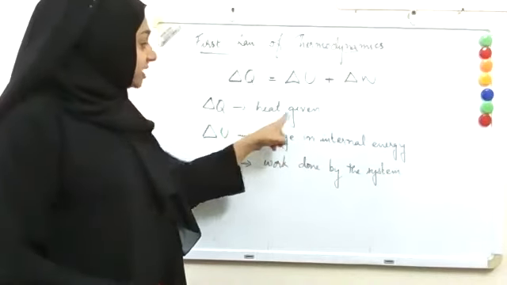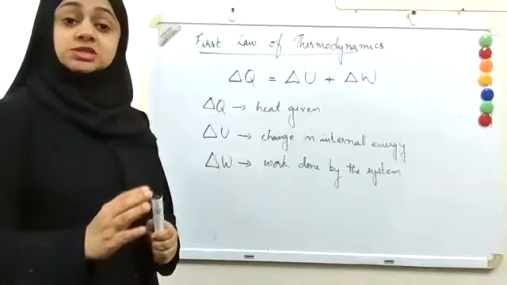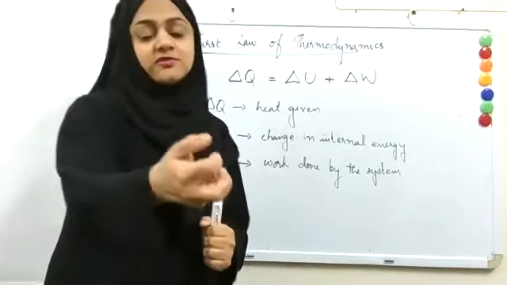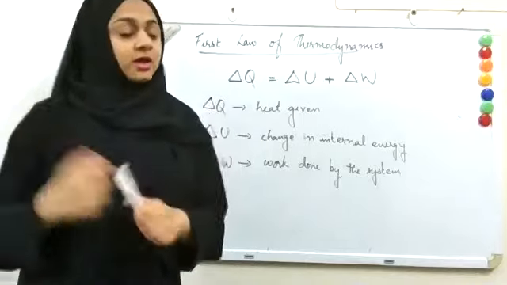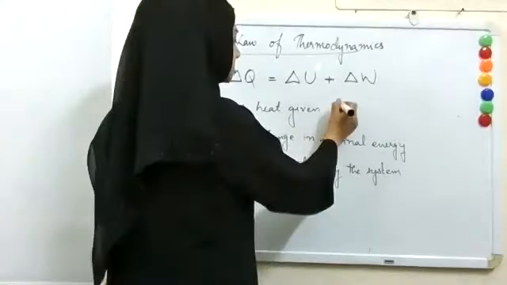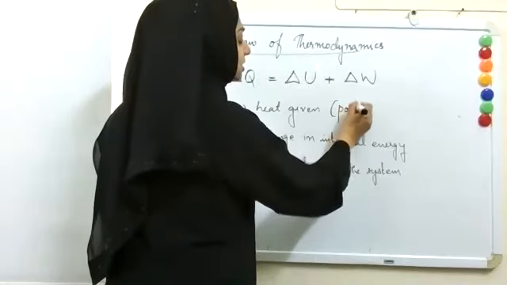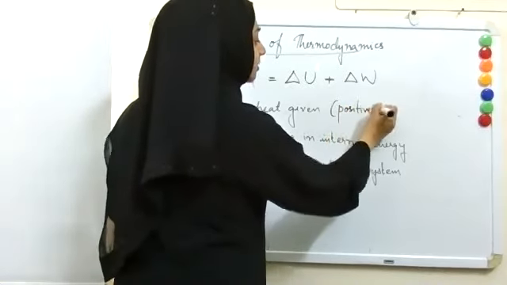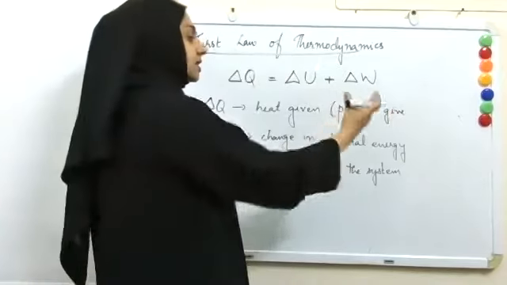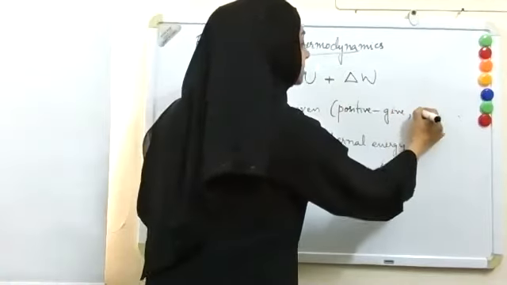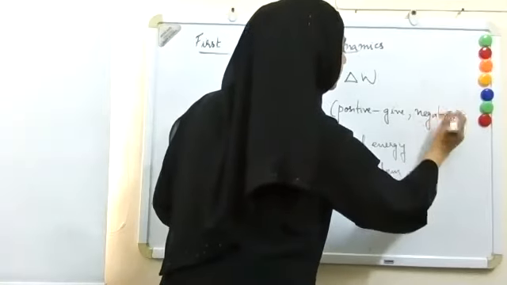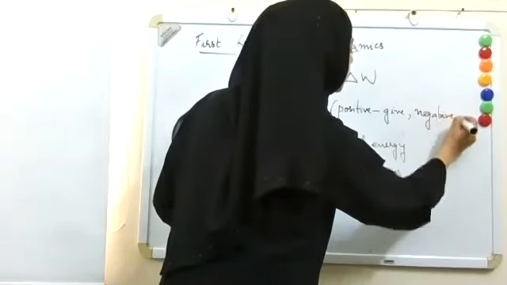So the amount of heat given can be positive if heat is given, and it can be negative if heat is taken away. So heat is given, then it is positive. Positive if it is given to the system. If you give heat, then it is considered positive, and it is considered negative if heat is taken.